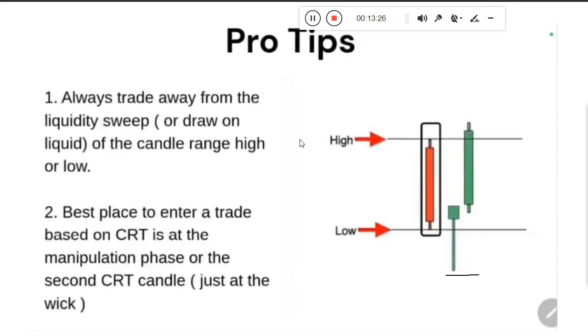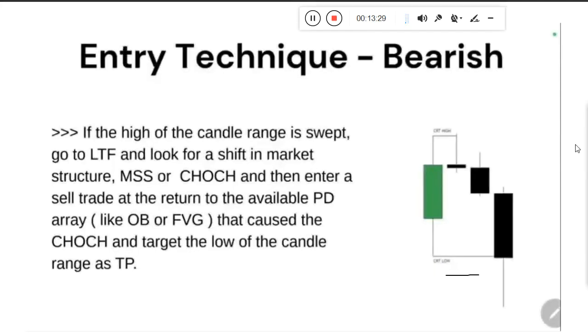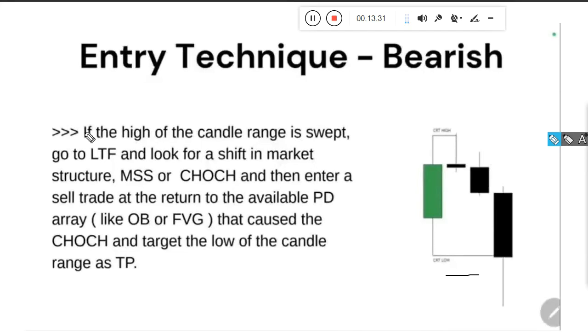So the entry text for this strategy is just simple. If the high of the candle range is swept, right? This is the candle range here. So once this high is swept, go to a lower time frame and look for a shift in market structure or your change of character, and then you enter a sell trade when they return to the available PD array. Your PD array can be your order block or your fair value gap.